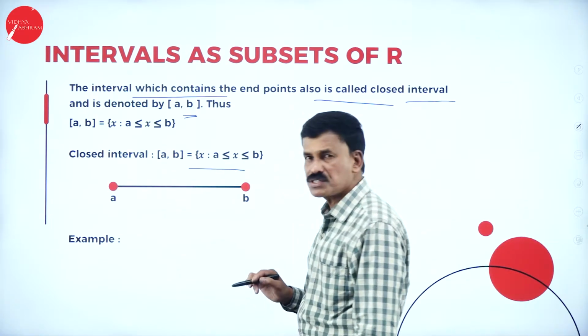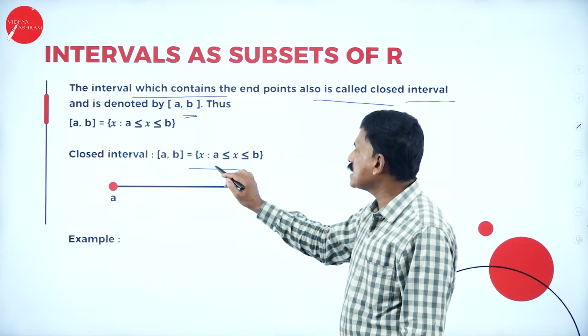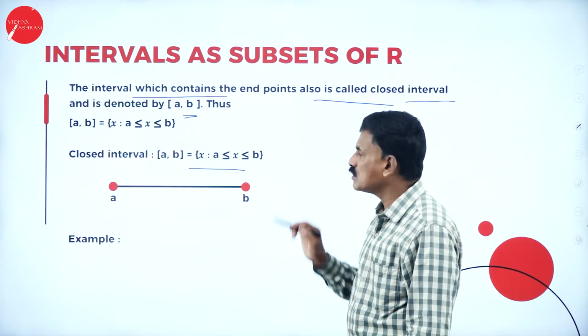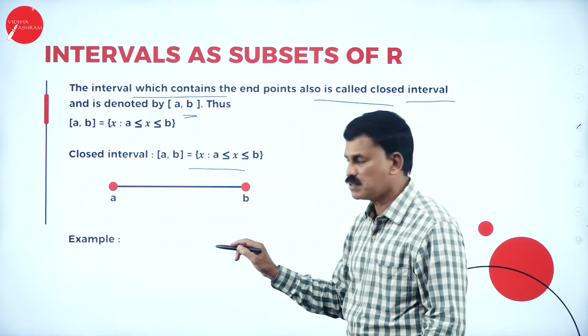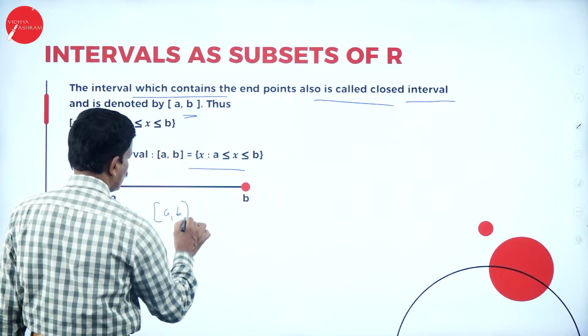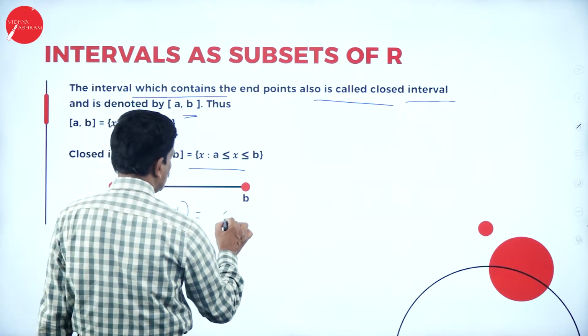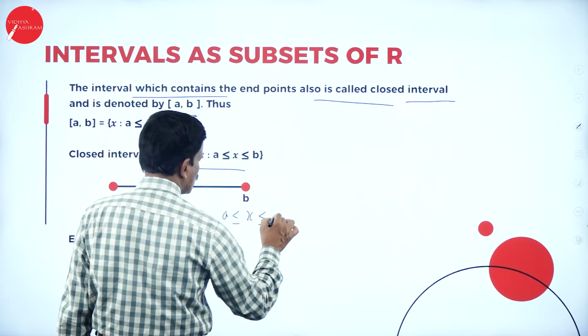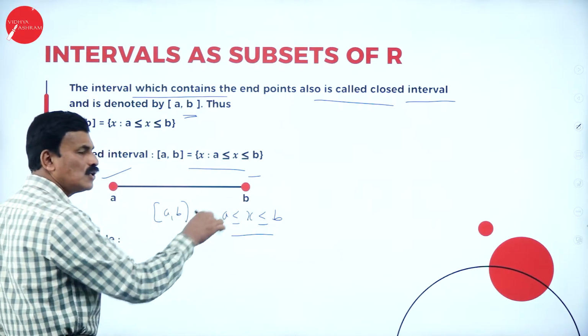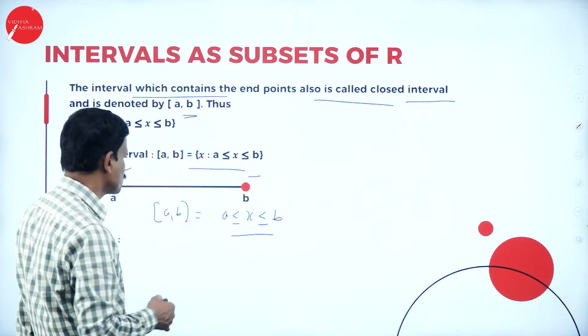So therefore the closed interval of A comma B is x such that A less than or equal to x less than or equal to B. So this is the closed interval. That means the closed interval of A comma B is nothing but A less than or equal to x less than or equal to B. That means all the values in between A and B, including A and B, come under the closed interval.